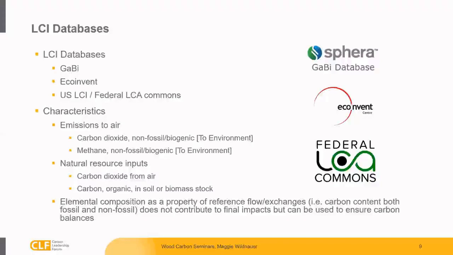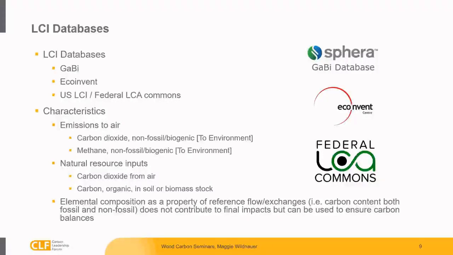So like I said, it's a life cycle inventory, so it's listing the emissions and the resources. So they all separate out carbon dioxide between fossil and biogenic, and same with methane. And there's different ways they can refer to it. So in GaBi, they call it carbon dioxide biogenic. In EcoInvent, they call it carbon dioxide non-fossil. It's the same thing. They also have natural resource inputs, so it's carbon dioxide from air or just carbon that's in the soil. It depends on the nomenclature of the database.